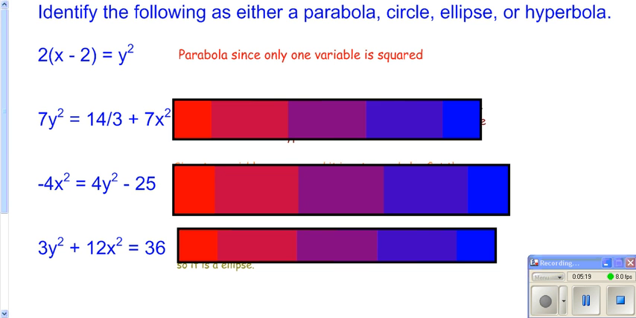Well, if I take a look at the next two, to be able to really tell, I need to get my x's and y's on the same side. So to do that, I'm going to take my x squared to the left side by subtracting. So I get 7y squared minus 7x squared equals 14 over 3. So automatically I know, since I have two squared terms and they're being subtracted, it has to be the hyperbola that we just talked about.